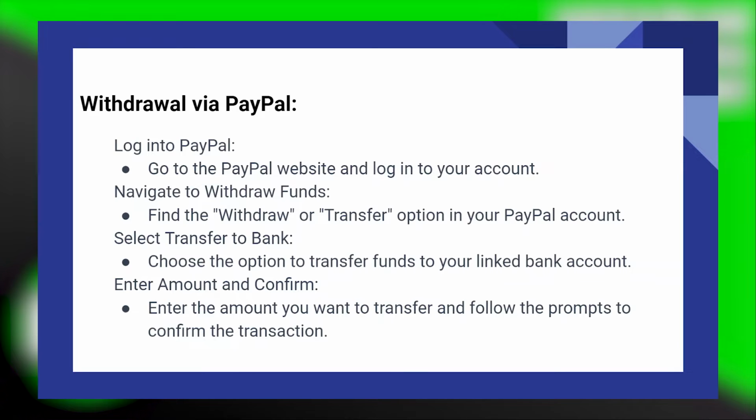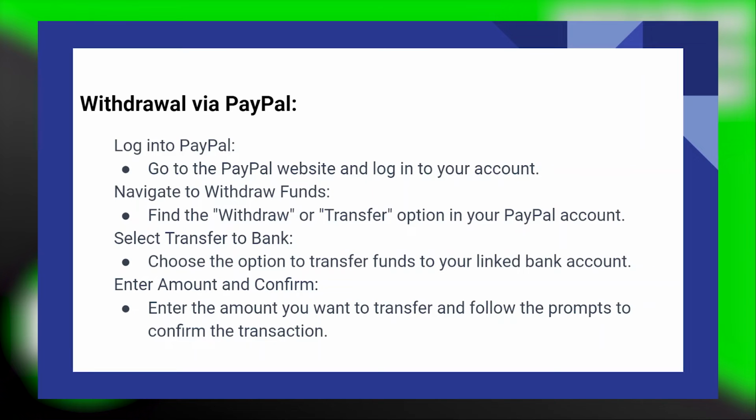Firstly, go to the PayPal website and log in to your account. Then find the withdraw or transfer option in your PayPal account. Choose the option to transfer funds to your linked bank account. Enter the amount you want to transfer and follow the prompts to confirm the transaction.